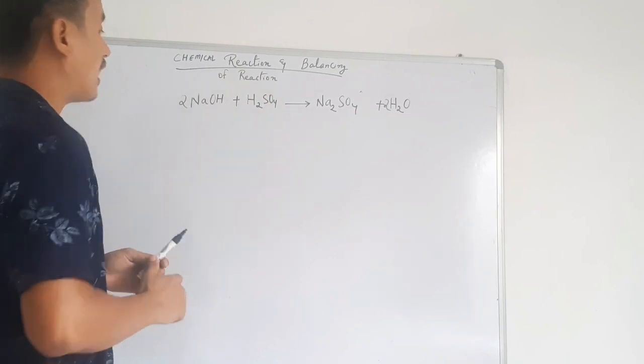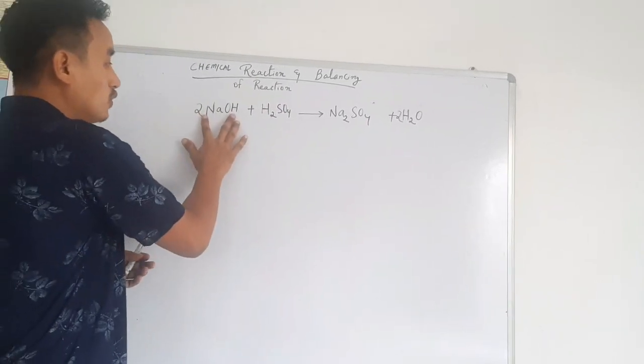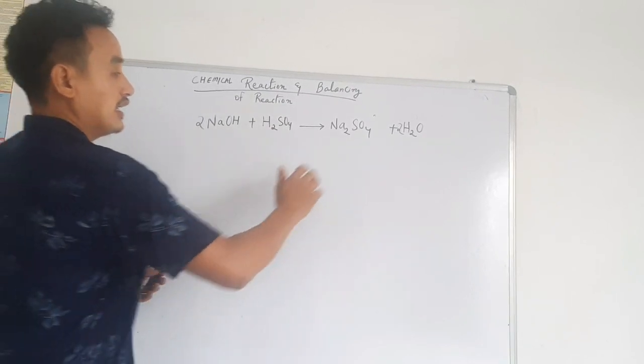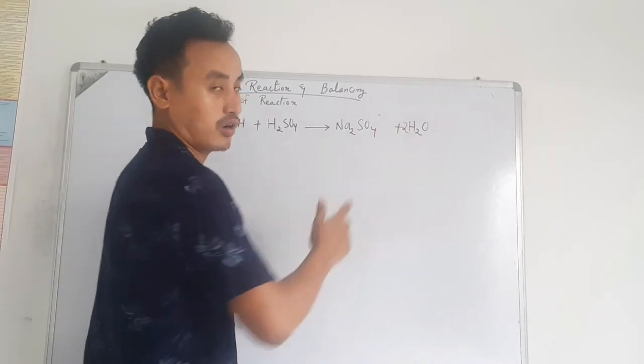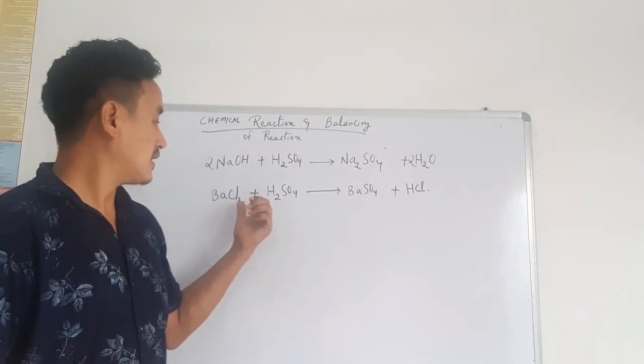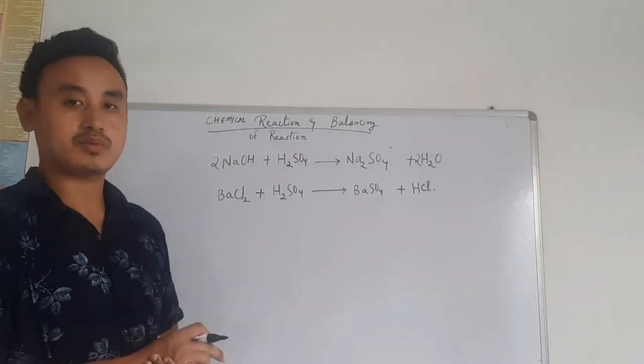Now we will balance the hydrogen. 2 hydrogen plus 2 hydrogen becomes 4 hydrogen. On the right hand side we have 2 times 2, 4 hydrogen. That means our hydrogen is also balanced. So now we'll try to balance this particular problem.